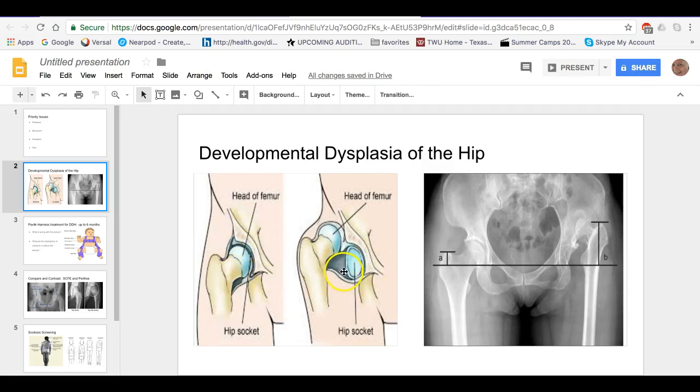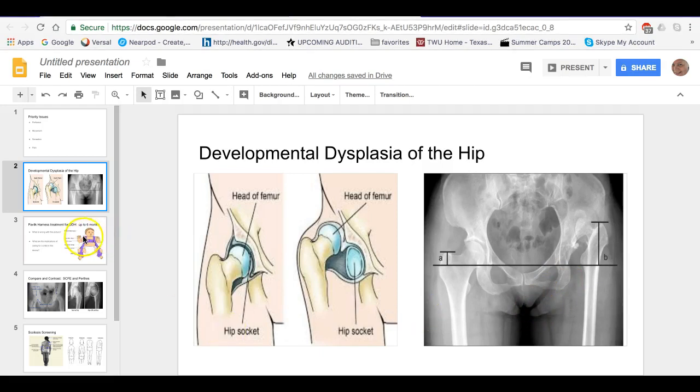You have your nice round head of your femur that goes into the little hip socket, the little hole. When you have DDH, the round head of the femur doesn't go into the socket. It goes behind it, basically. Most of the time it's behind it. So you can see what that looks like in the picture, and you can see here in an x-ray where it's not in the right place. It should be down here.